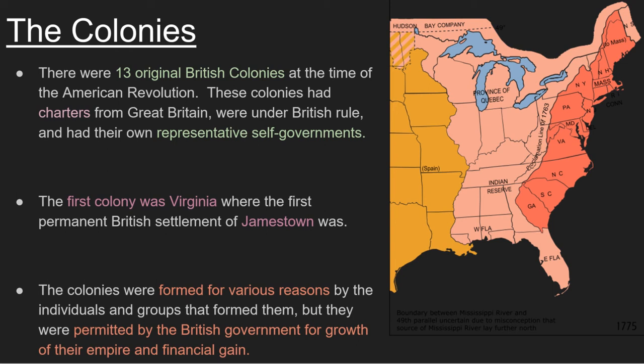The colonies were formed for various reasons by the individuals and groups that formed them, but they were permitted by the British government essentially for the growth of the British Empire and for financial gain. So it's important to note each one of these colonies is different. They were formed with charters or approval from the British government.